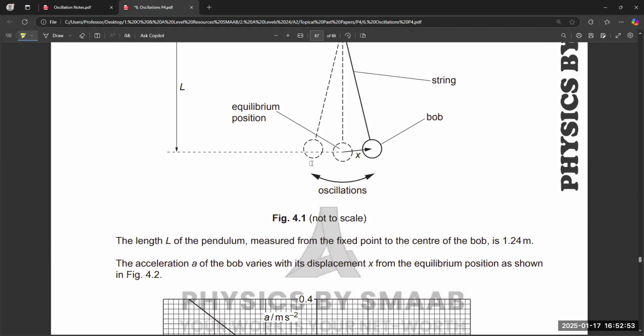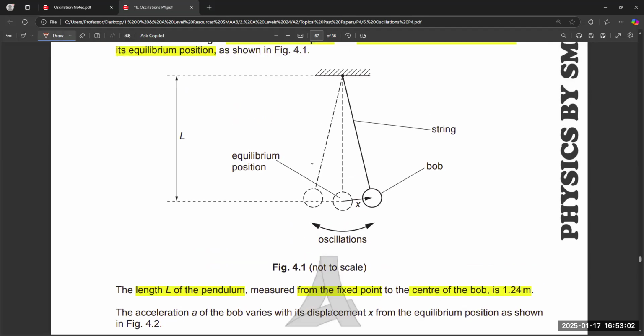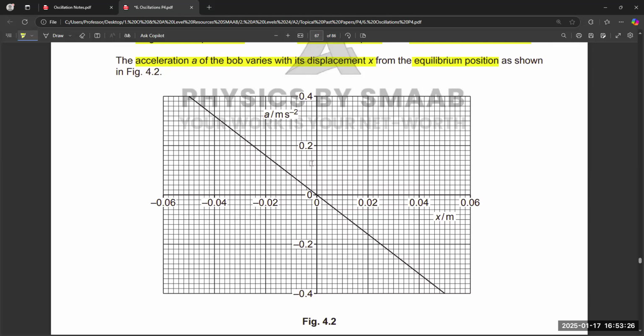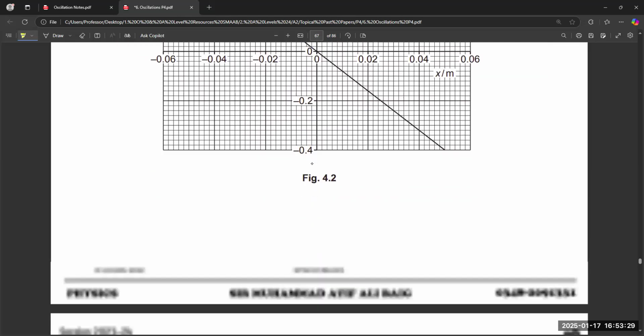The length L of the pendulum, measured from the fixed point to the center of the sphere, is 1.24 meters. So length is 1.24 meters. The acceleration a of the bob varies with its displacement x from the equilibrium position as shown in figure 4.2. So this is the oscillation graph.